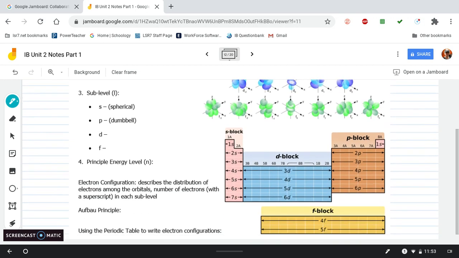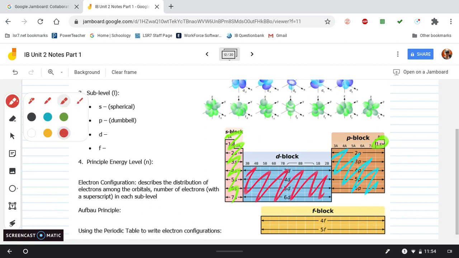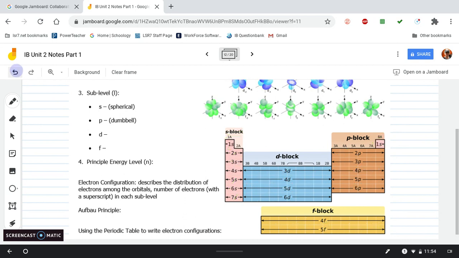So if you look here, the S block is these first two. And then, of course, it includes helium over there. The D block is in the middle. The P block is over here on the right. And then the F block is down here at the bottom. You do need to memorize those, because knowing where those are is the key to solving all your configuration problems.